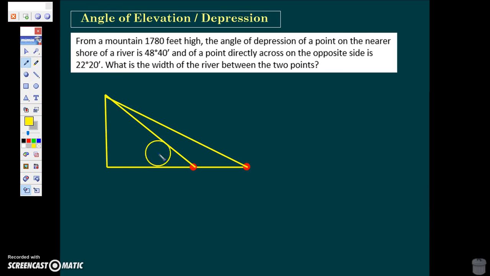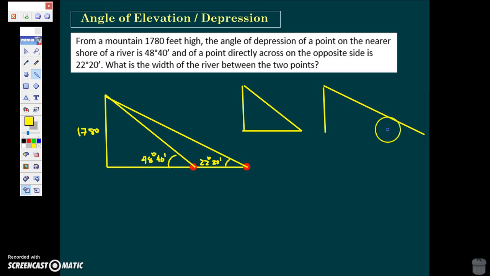So we know that this angle will be 48 degrees 40 minutes, and this angle must be 22 degrees 20 minutes. And of course, the height of the mountain is 1,780 feet. Now, to further simplify the problem, let's have these two right triangles drawn. This would be that triangle, and then another, longer triangle to represent this whole triangle.